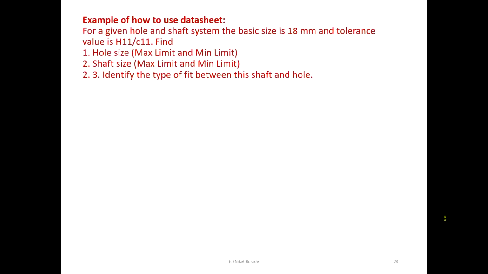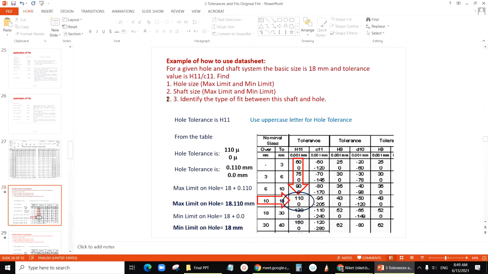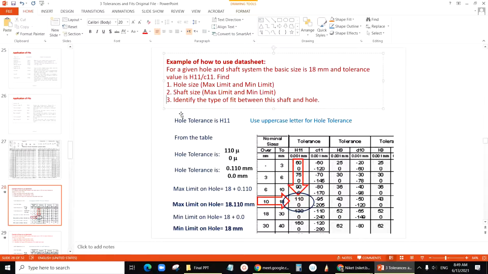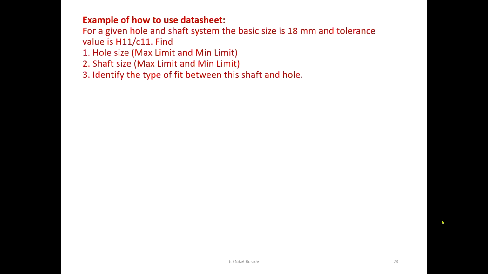So 18 is a basic size and the tolerance value is H11 C11. So I can ask you the same thing. This is a good example for you also, like in the quiz or in the assignment. I will change this basic size and the tolerance value, and I will ask you to find out the hole size, the shaft size, and also the third question, to identify the type of the fit, whether it is a clearance fit or the interference fit, how we go about it.